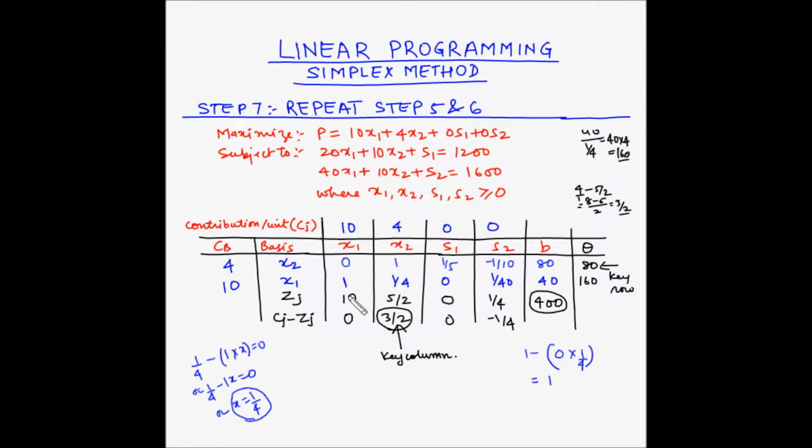In the meantime, what I'll do is I'll also remove the zj and cj minus zj values, because we'll have to calculate it again for the new improved solution. So this value now becomes 0. Same thing here. So what we have to do is 0 minus 1 by 5 into 1 by 4.